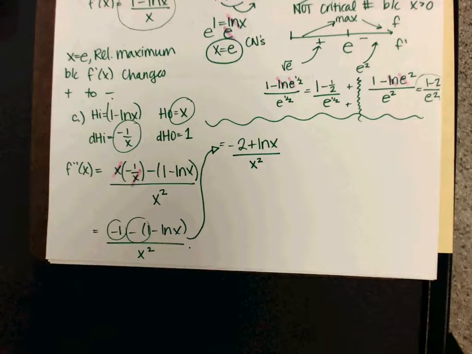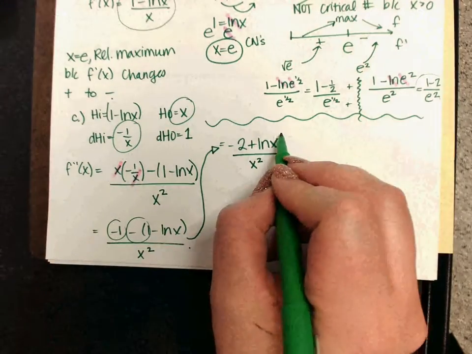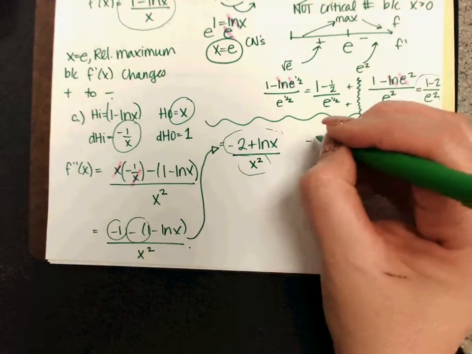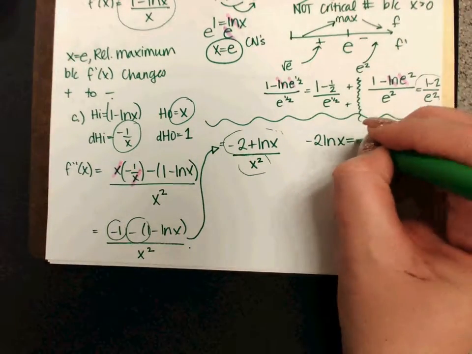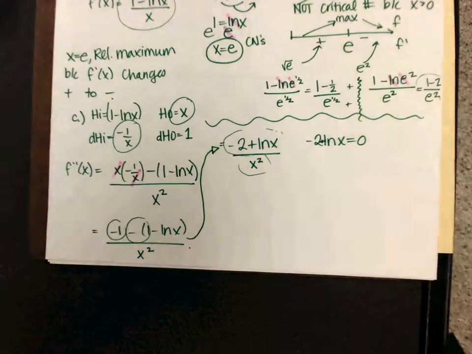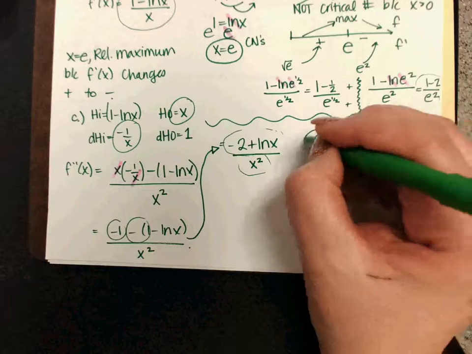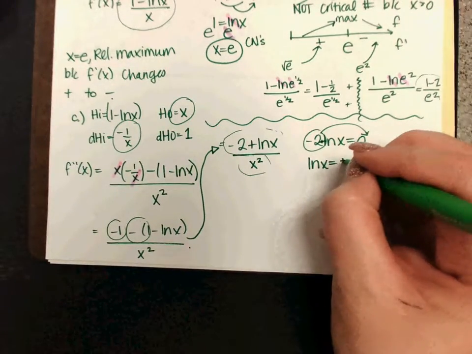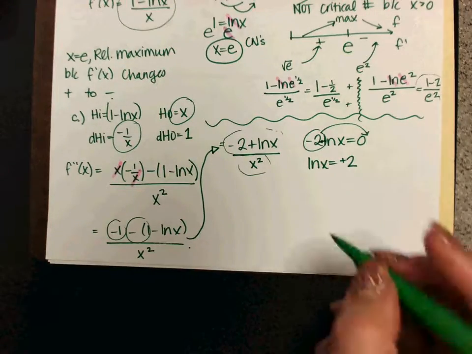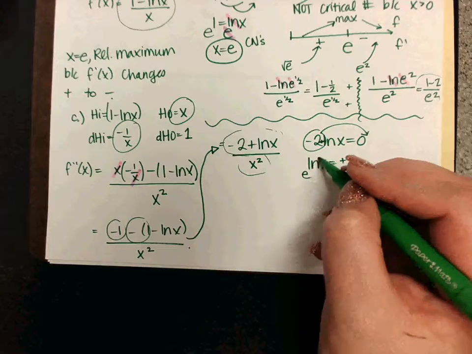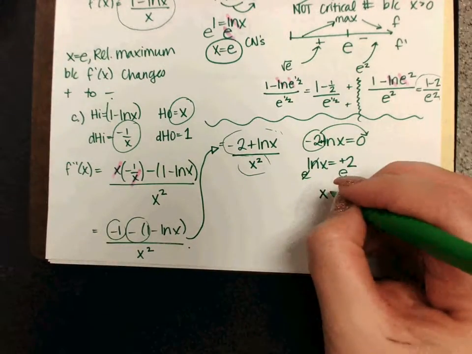Now when I find my critical numbers, remember they can come from the top equal to 0 or the bottom equal to 0. If I let negative 2 plus ln x equal 0, I'm going to take my negative 2 across to the other side. So now it's ln x equals positive 2. And then to solve, to get rid of this ln, I'm going to have to e both sides. So e and ln cross out, x equals e squared.